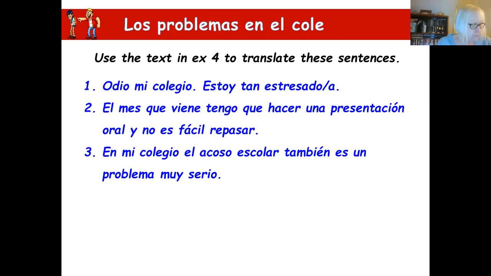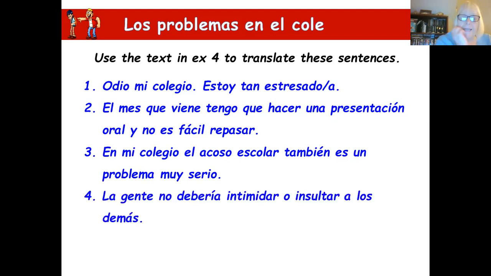Número 4. People shouldn't intimidate or insult others. La gente. So la gente is the word for people in general. If you have la gente, people generally are kind. People shouldn't do this. People in Spain, whatever. If you're talking about people in general, it's la gente. And it's the conditional here. They shouldn't intimidate. No debería intimidar o insultar a los demás.